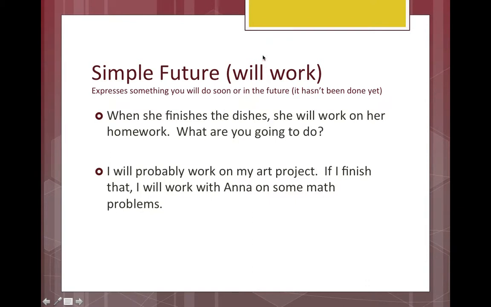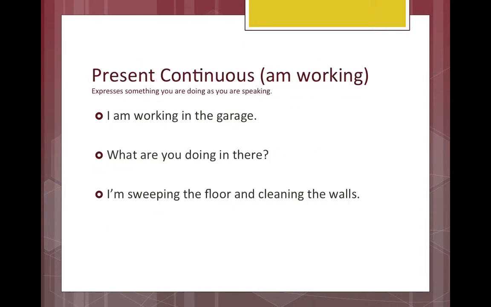Now we're going to move into the next layer of tenses, which are called the continuous tenses. And present continuous is actually the tense that we use to express what we're doing at the moment. Like right now, I am recording on the computer. Okay, so that's something I'm actually actively doing. Here are some examples. I'm working in the garage. What are you doing? There's continuous, are doing. So you've got the two verbs in there. What are you doing in there? I'm sweeping the floor and cleaning the walls.